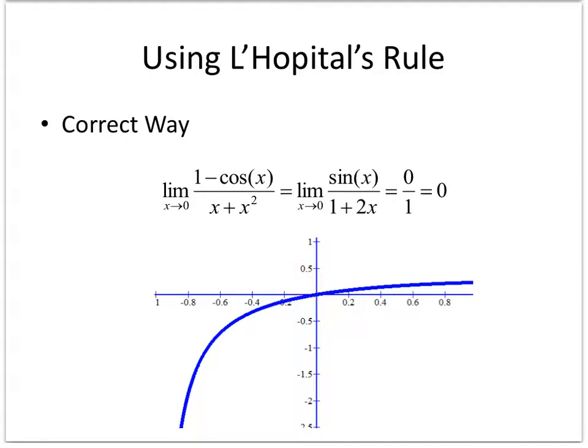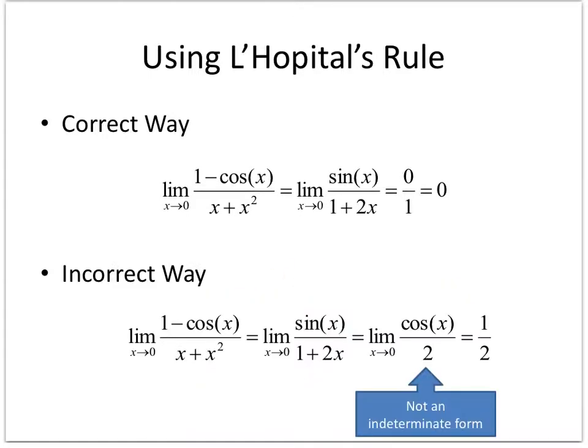And I see that if you didn't recognize that and you went ahead and took the derivative again, say you didn't notice that that wasn't in indeterminate form, if I take the derivative again, cosine x, and then 2, now I plug in 0, notice I get the wrong answer because this was actually not in indeterminate form.